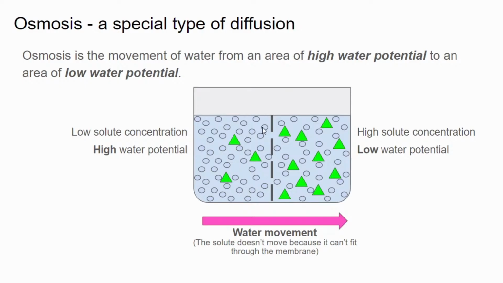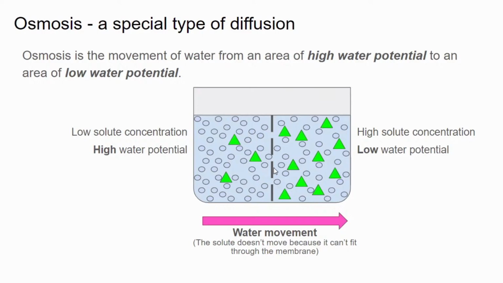It is mostly water. If we have an area of low water potential, this means that there's a lot of other stuff in it. Okay, so a lot of solutes. So we can see on this side we've got a lot of these green triangles taking up a lot of the space, and not so much of the water. Okay, we say that there is a low water potential. So osmosis is the movement of water or the diffusion of water.